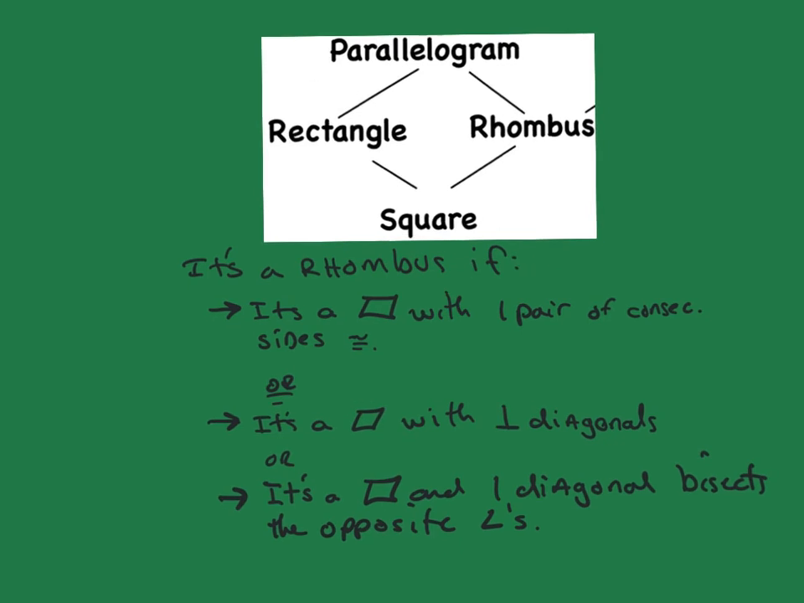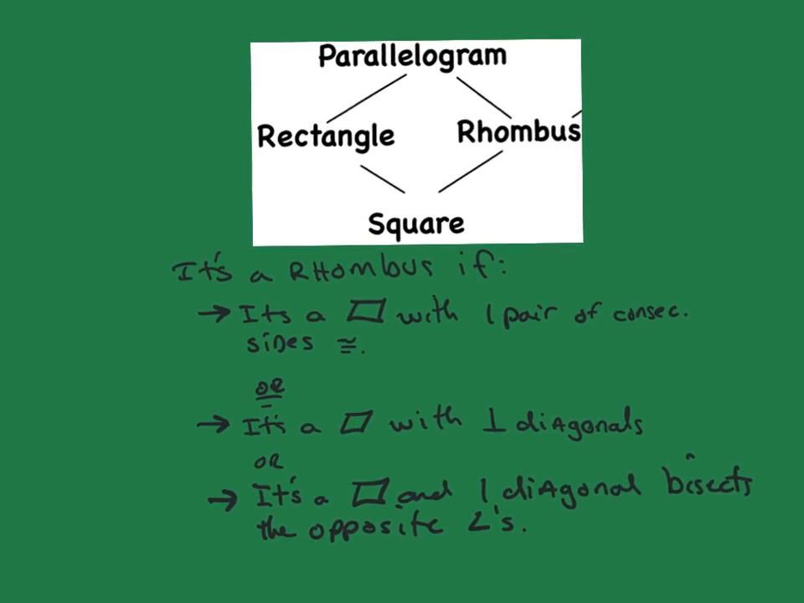Actually, it's one of 3 different methods. So a parallelogram is a rhombus if you can show that it's a parallelogram with one pair of consecutive sides congruent, or it's a parallelogram with perpendicular diagonals, or it's a parallelogram and one diagonal bisects the opposite angles that the diagonal is connecting.